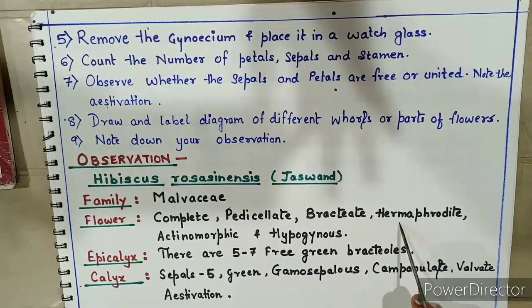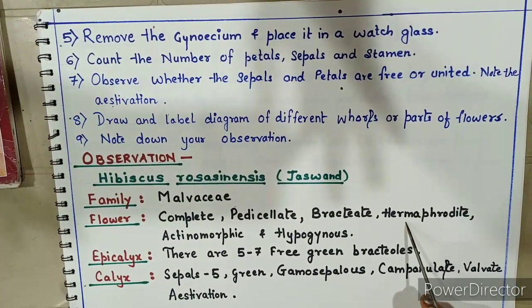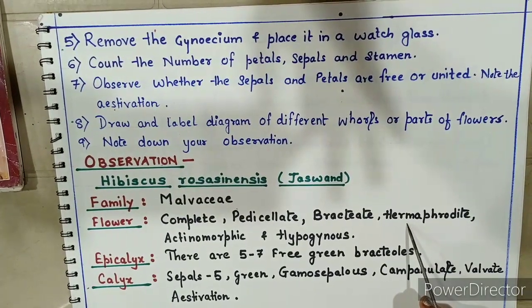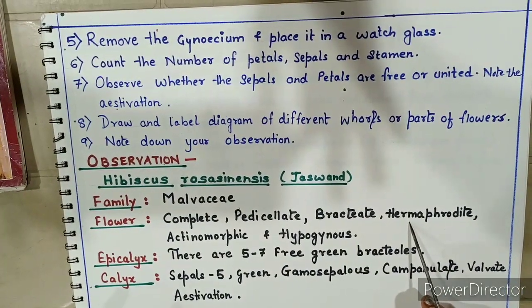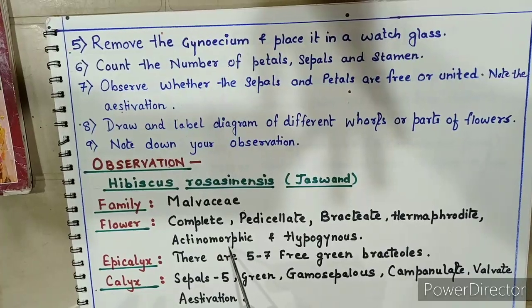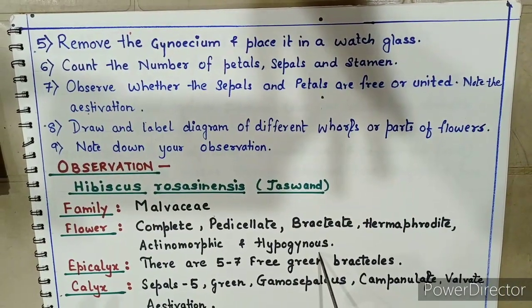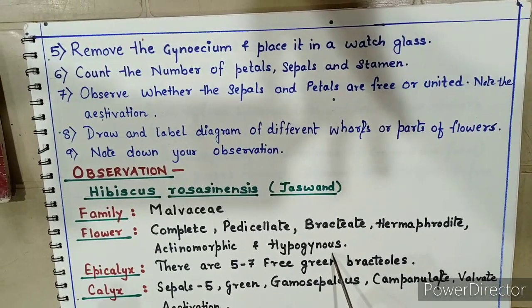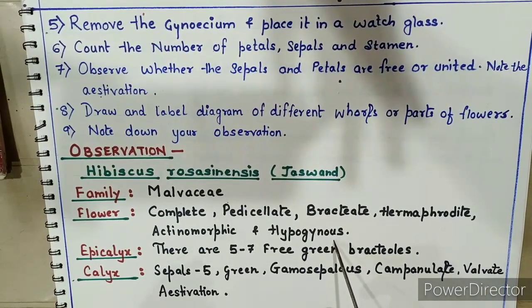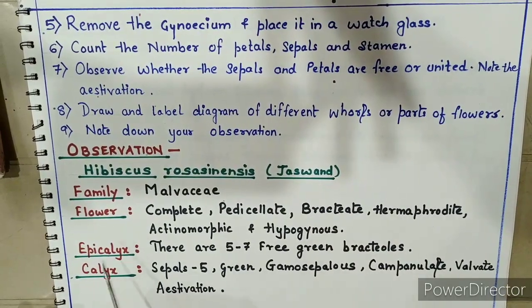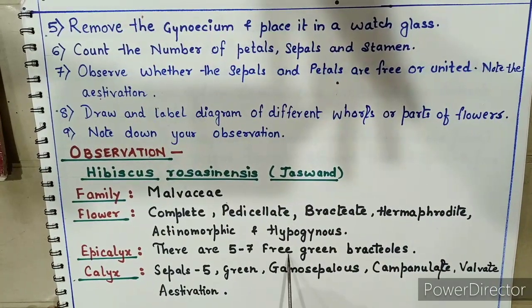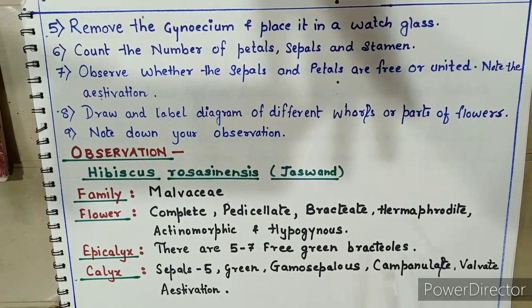The flower is hermaphrodite, that is bisexual. The flower is showing presence of both male and female reproductive parts. It is actinomorphic, right? And hypogynous. The ovary is superior. All the whorls are present at the base of the ovary. Epicalyx: there are 5 to 7 free green bracteoles.